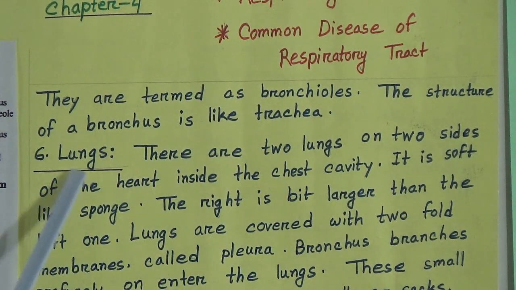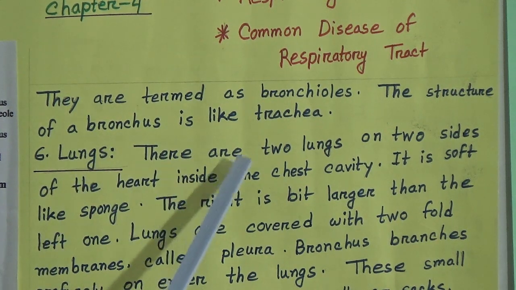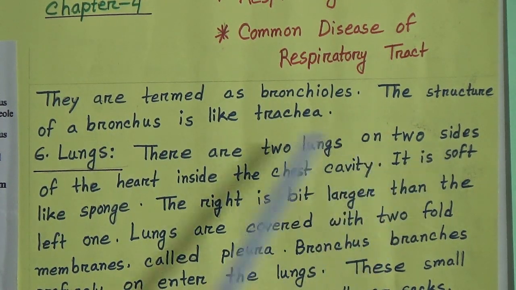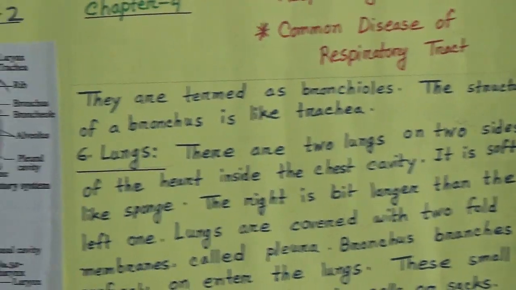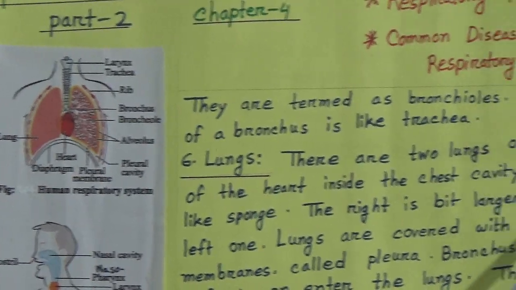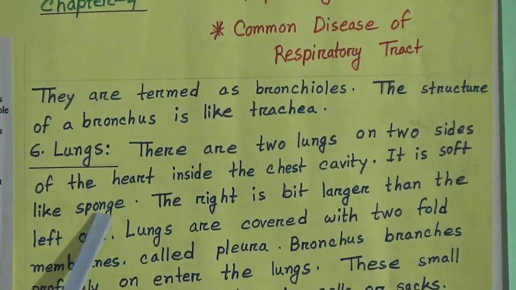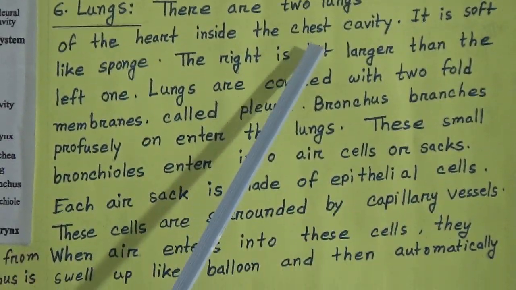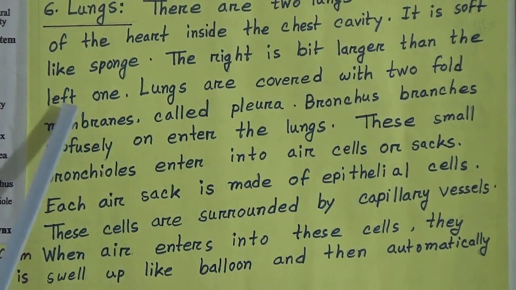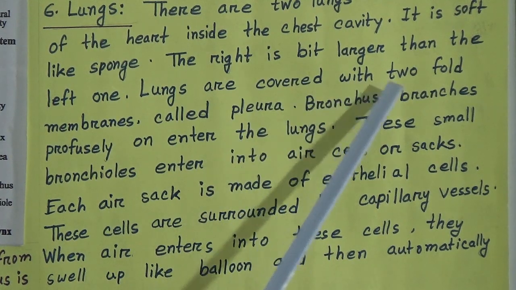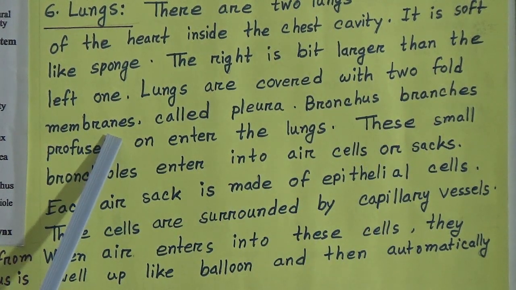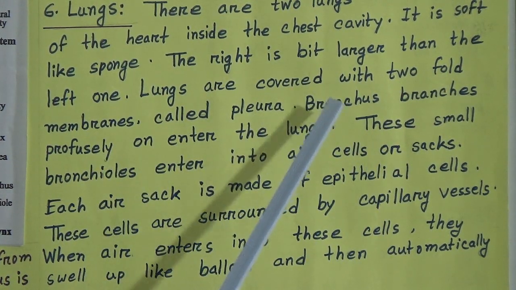Next one is lung. There are two lungs on two sides of the heart inside the chest cavity. You can see the picture. Here are two lungs. They are soft like a sponge. The right is a bit larger than the left one. Lungs are covered with two-fold membranes called pleura.